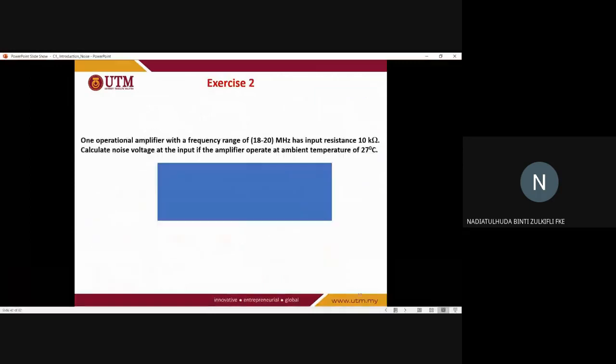All right. Let's do one exercise. We have one operational amplifier. The frequency range is between 18 to 20 megahertz, and its input resistance is 10 kilo ohm. Calculate the noise voltage at the input if the amplifier operates at an ambient temperature of 27 degrees Celsius. So who wants to try?